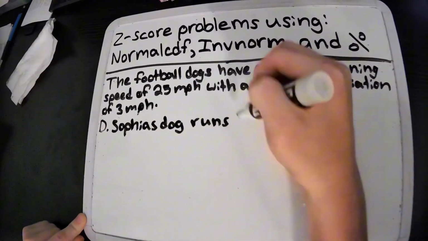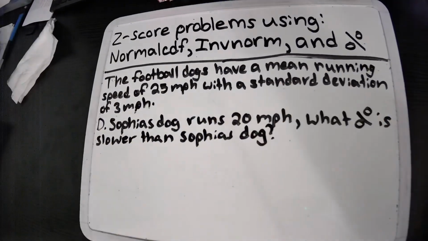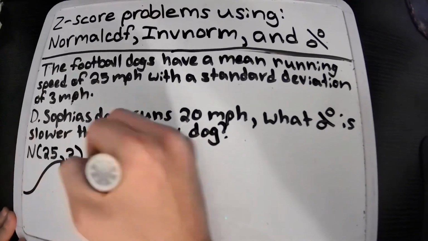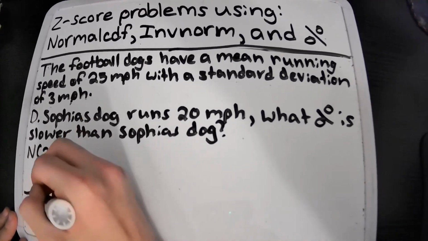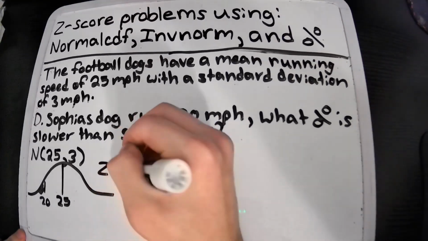Sophia's dog runs 20 miles per hour. What percent of dogs are slower than 20 miles per hour? To begin, we can use N from the last problem. Now we draw the curve. 25 goes down the middle and 20 goes to the left of that. Then we shade to the left.